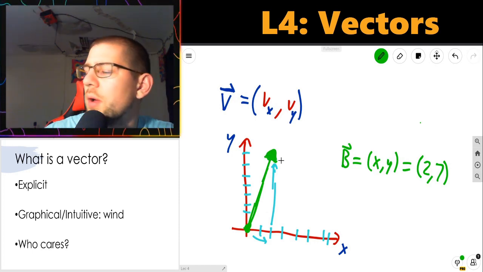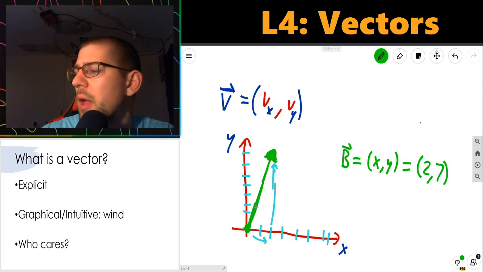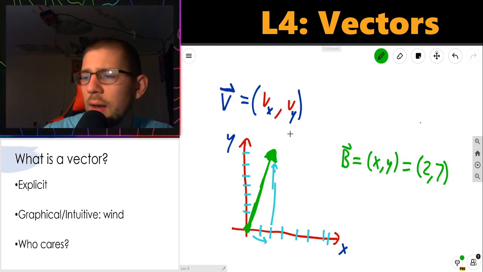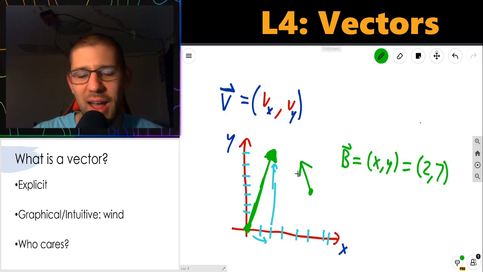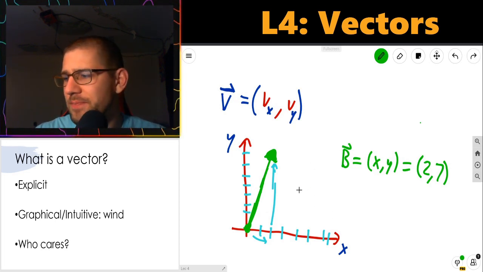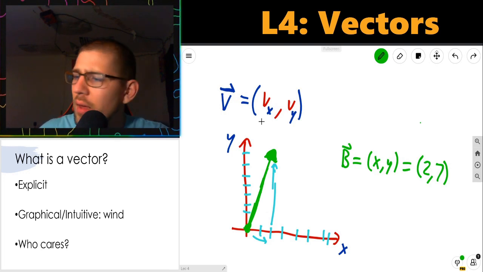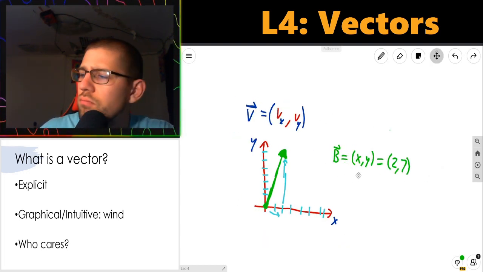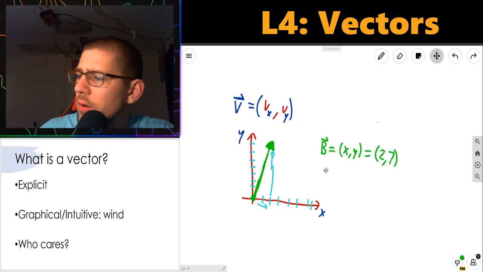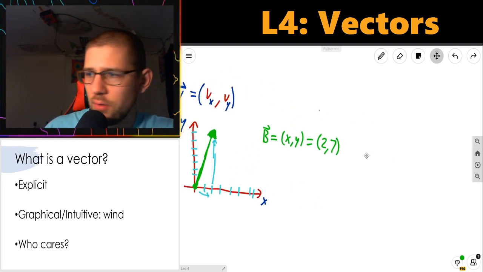It's kind of a minor point, but vectors make perfect sense at the origin. We're going to get a little cavalier and start placing them other places too. But a true vector always lives at the origin. One way that I might use a vector is to talk about something that has both magnitude and direction.